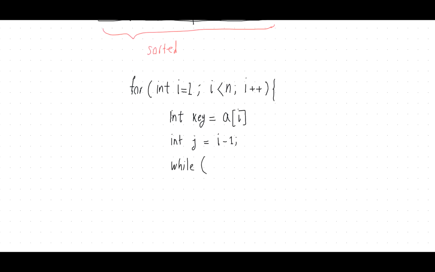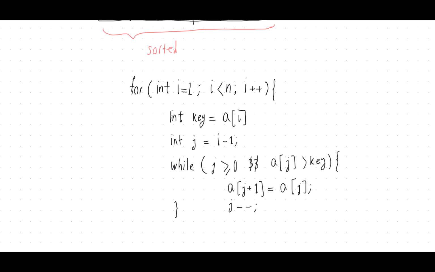And I say while j is greater than or equal to 0, and a at j is greater than the key. In this case, what do we do? First of all, we copy the element to its right position. So we copy the element at index j to index j plus 1. So a at j plus 1 is equal to a at j. That's copying to the right. And then go to the previous element, so j minus minus. So that's the inner loop.